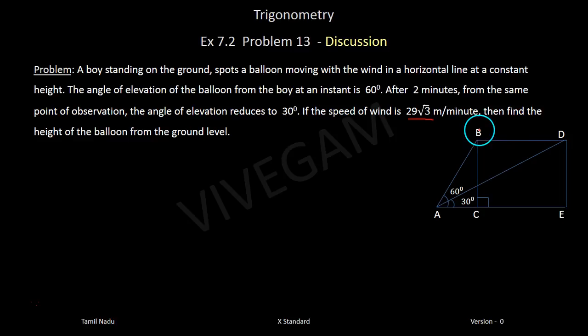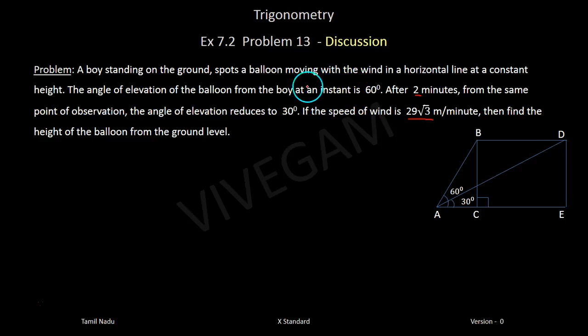So the speed of the balloon is equal to the speed of the wind, so that is 29√3 meters per minute, and it takes 2 minutes for it to reach D. Which means this distance BD equals speed into time. So speed into time will give you this distance. So we now know the distance moved by the balloon, and we are asked to calculate the height of the balloon from the ground level.